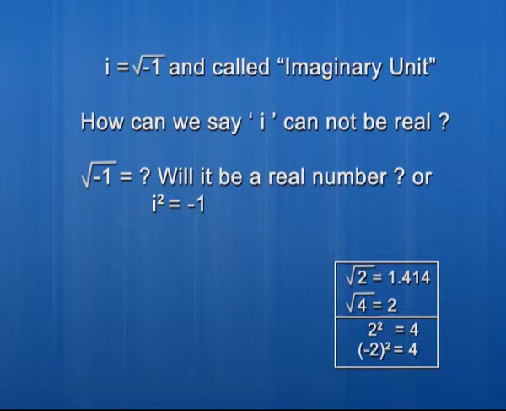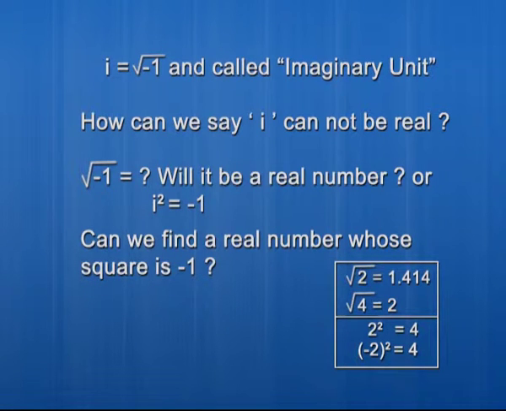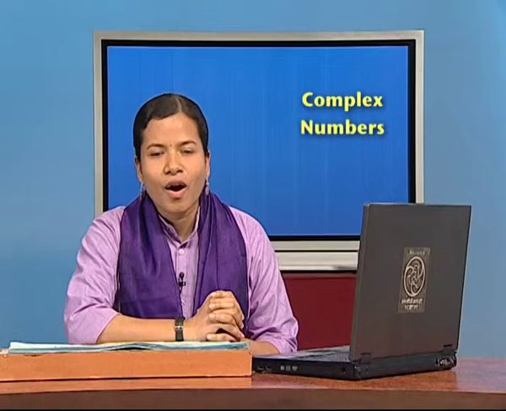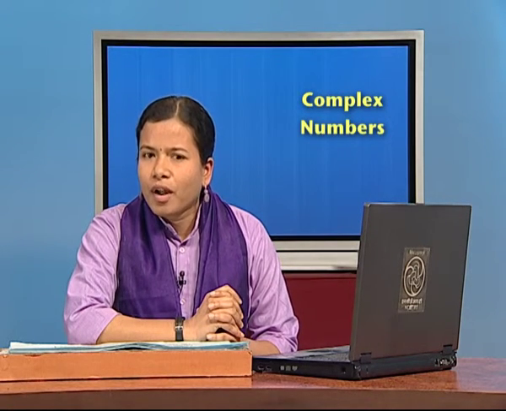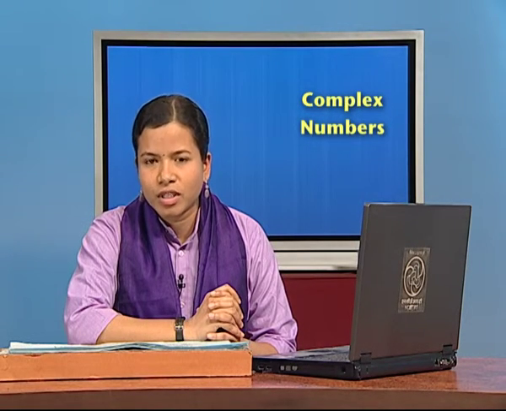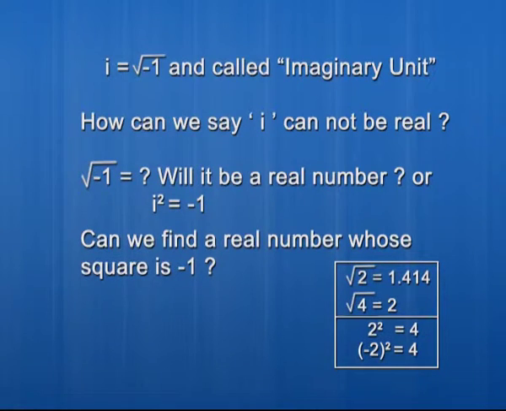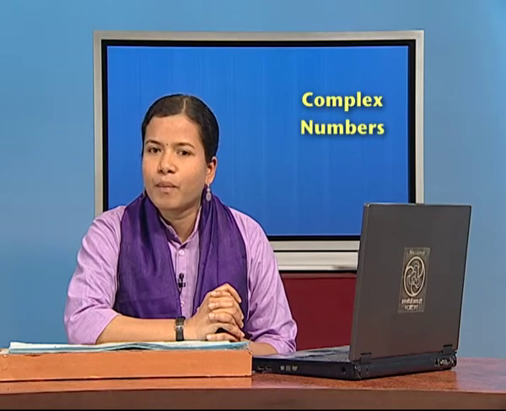Since i is equal to square root of -1, if we take the square on both sides, then it becomes i square is equal to -1. Now the same question can be asked as, can I find a real number whose square will be a negative number? Obviously not. You must have seen that the square of a real number is always a positive number. If we take the square of a positive real number, it will be a positive number, and if we take the square of a negative real number, then also it is a positive number.